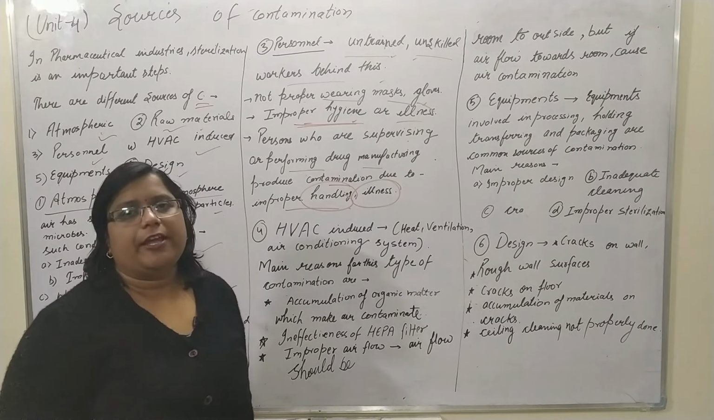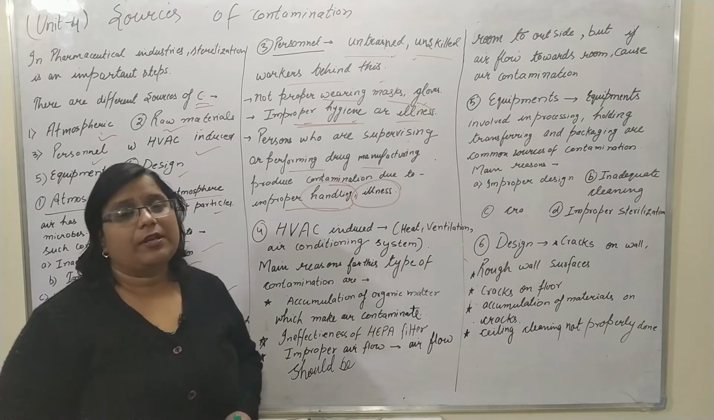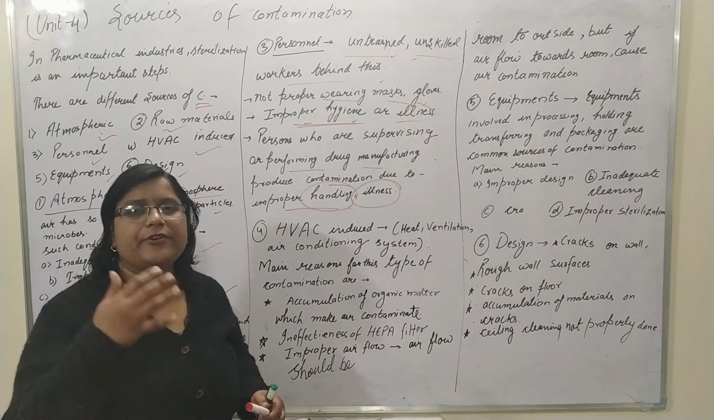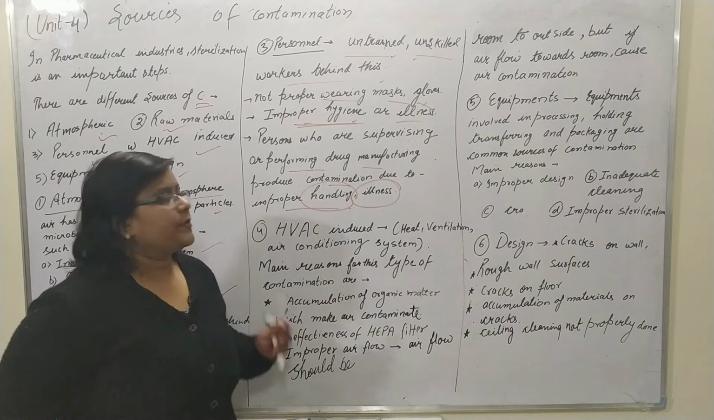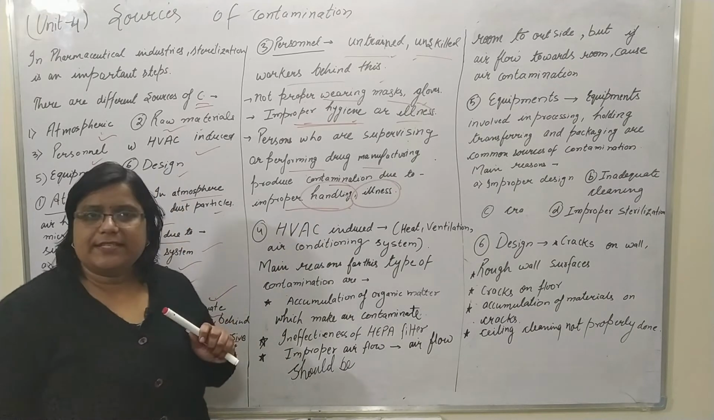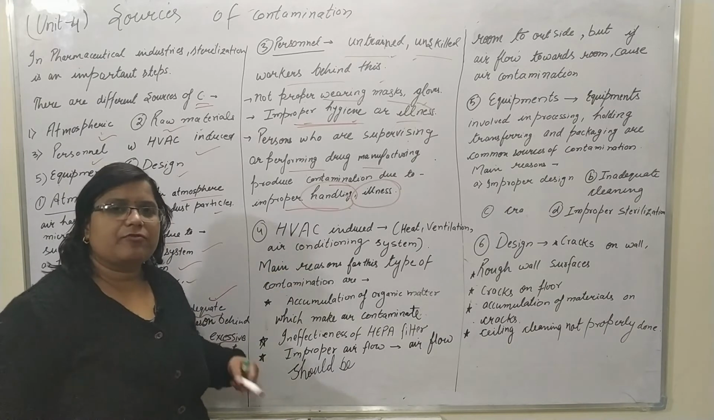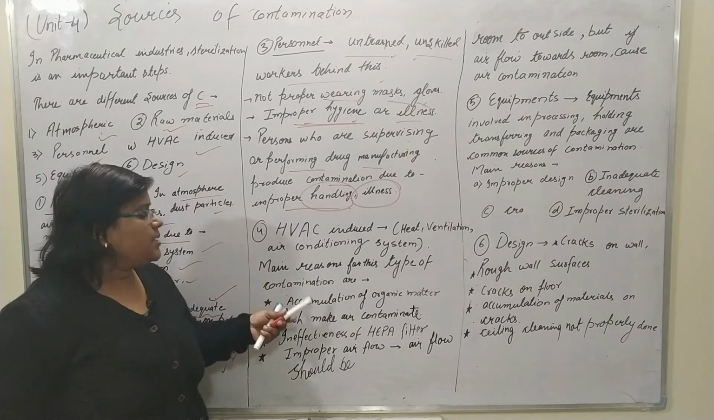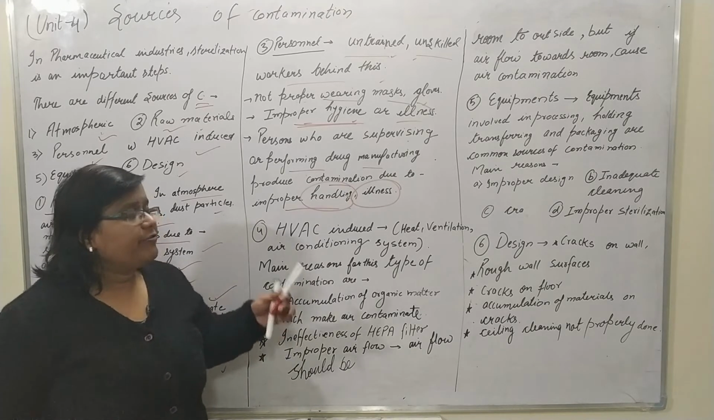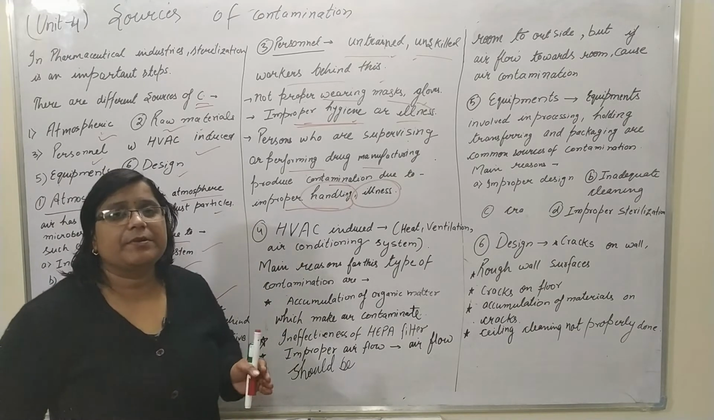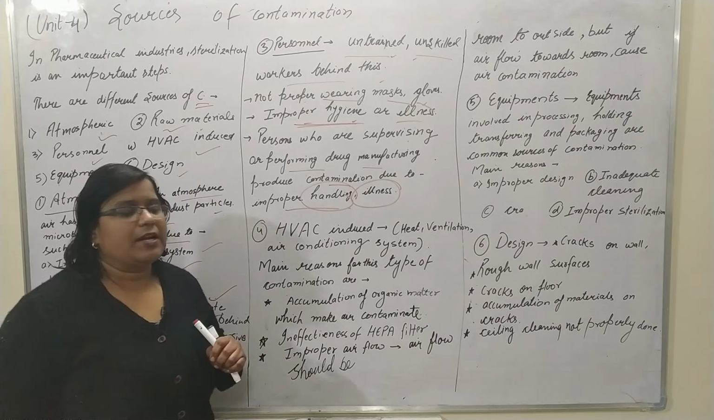Okay, so in the personal cause, improper handling or illness is the main cause, or an untrained or unskilled person is the main cause behind this. Now, fourth is the HVAC system. H stands for heat, V for ventilation, and AC represents air conditioner. So if the heating, ventilation and air conditioning systems are not proper, then they will produce contamination.